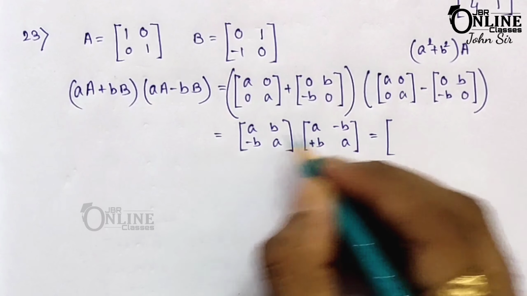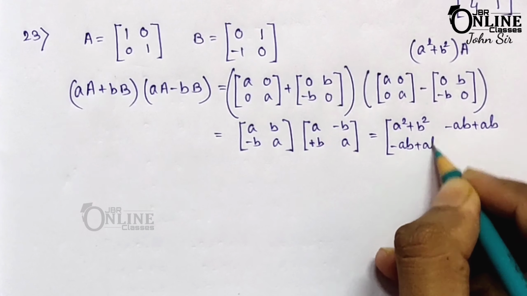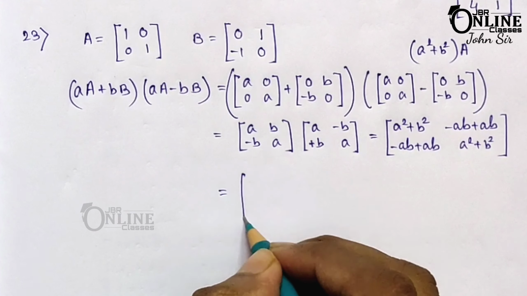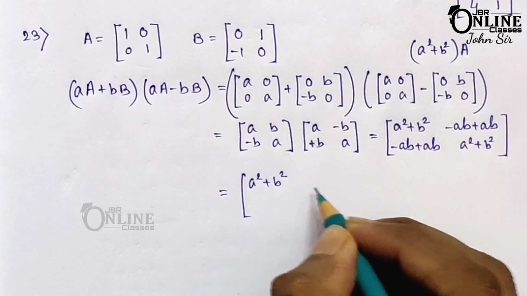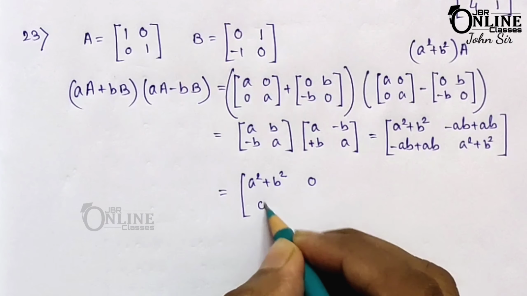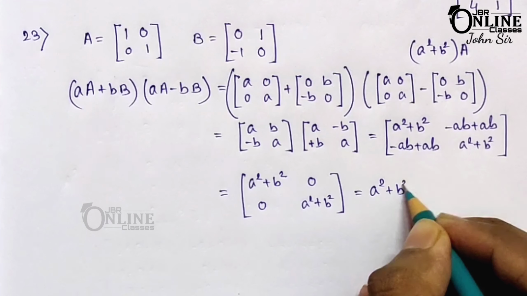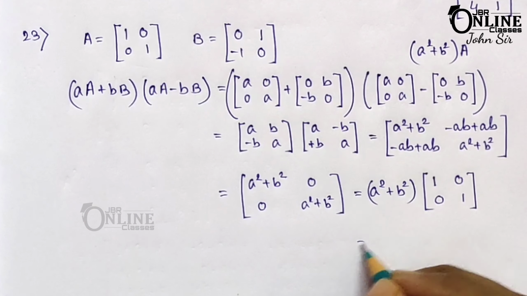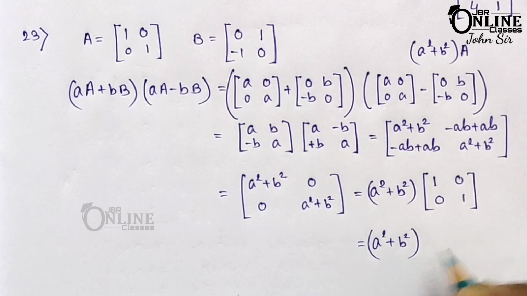So a into a square plus b square. Then here minus b, so it will be minus ab plus ab. Here also minus ab plus ab. And the last one will be a square plus b square. Okay, so it will be here a square plus b square, then it will be 0, here also 0, and here also a square plus b square. So you can write down this one as a square plus b square in outside, it will be 1 0 0 1, and that equal to a square plus b square into A matrix. So it's proved.